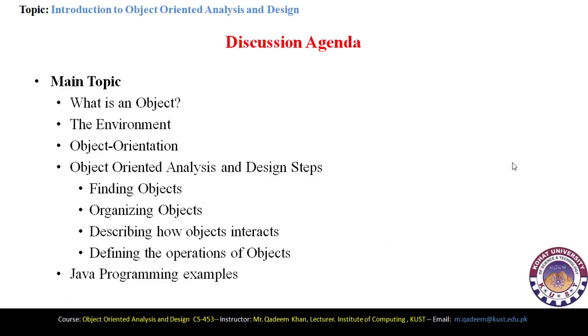This is the discussion agenda. It contains the topics of what is an object, the environment of the object, object orientation, object oriented analysis and design steps, which include different steps of finding the objects, organizing the objects, describing how objects interact with each other, defining the operations of the objects, and at the end we have the Java programming examples in the Eclipse IDE.